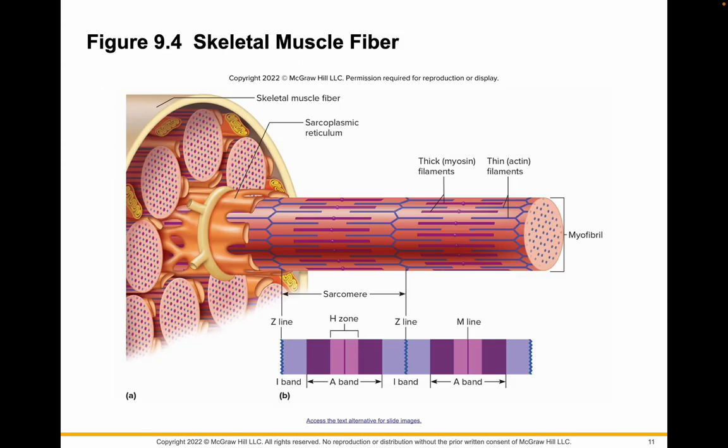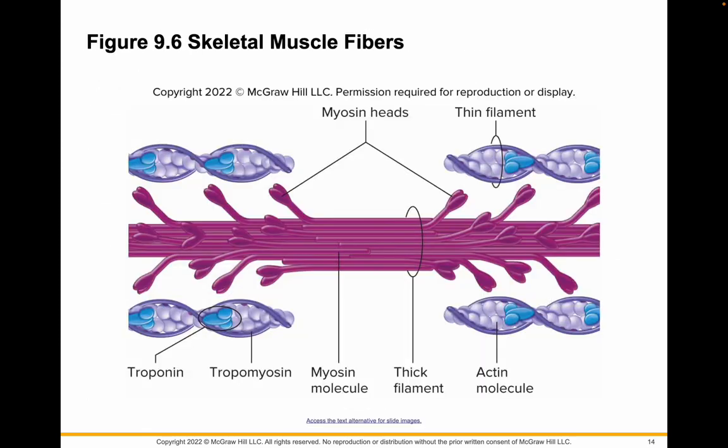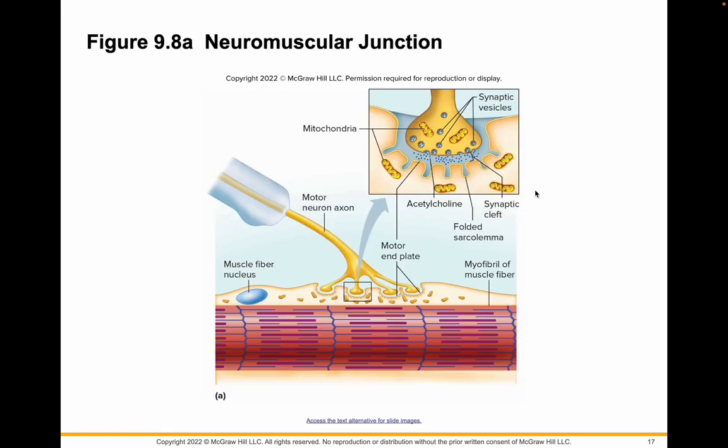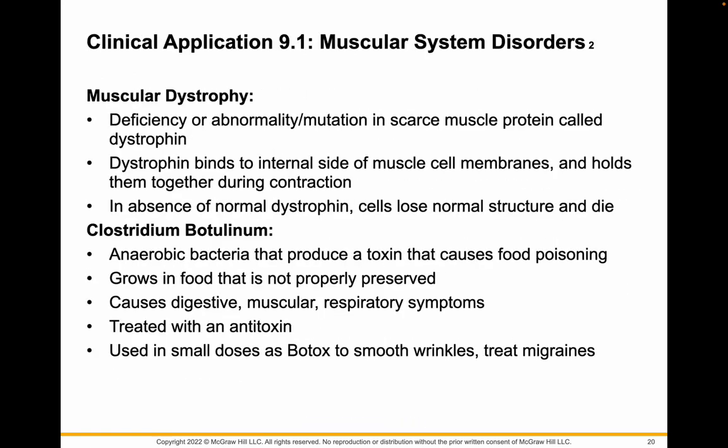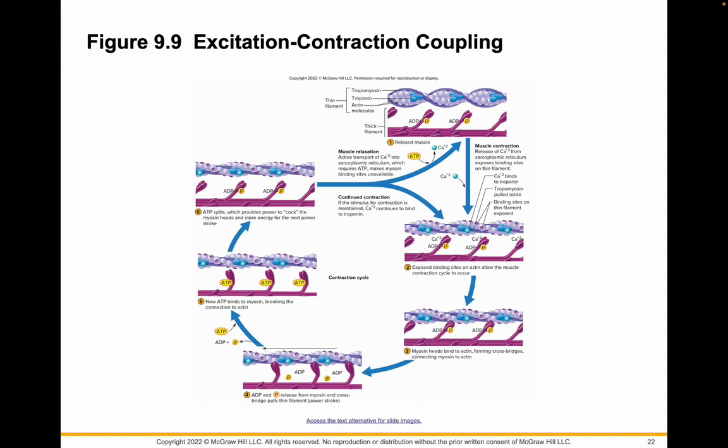actins, where they change the shape of the troponin, and that moves the tropomyosin off of the binding sites so that the heads can interact. And that's how you form a cross bridge. So that's where we are here.